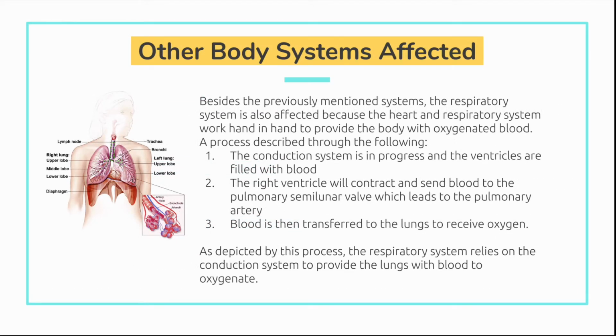Besides the previously mentioned systems, the respiratory system is also affected because the heart and respiratory system work hand in hand to provide the body with oxygenated blood. A process described is, first, the conduction system is in progress and the ventricles are filled with blood. The right ventricle will contract and send blood to the pulmonary semilunar valve, which leads to the pulmonary artery. Blood is then transferred to the lungs to receive oxygen.